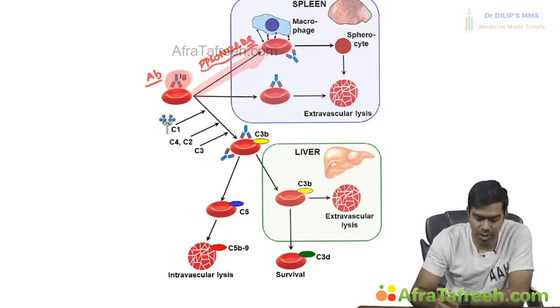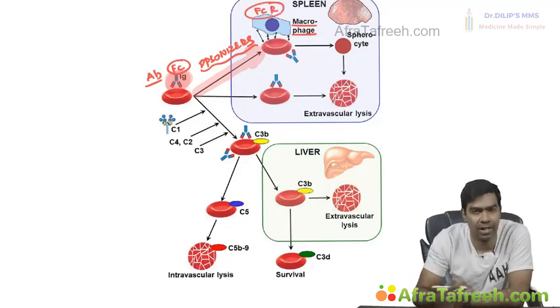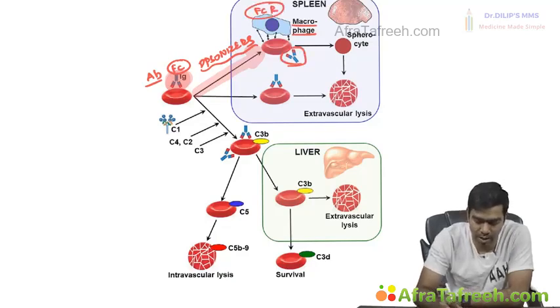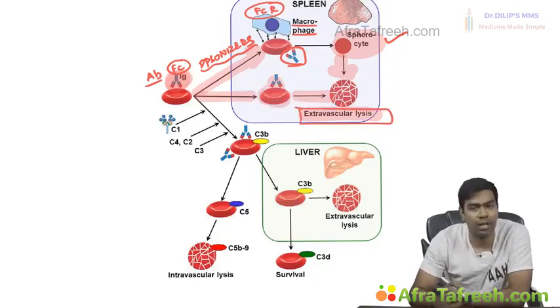Once they opsonize, this will be recognized, because these have the Fc fragment, isn't it? This Fc fragment will be recognized by the macrophage Fc receptors, which recognize this attached immunoglobulin, and they are going to damage the RBC, resulting in spherocytes, and then result in extravascular hemolysis. So number one, you are going to result in extravascular hemolysis.